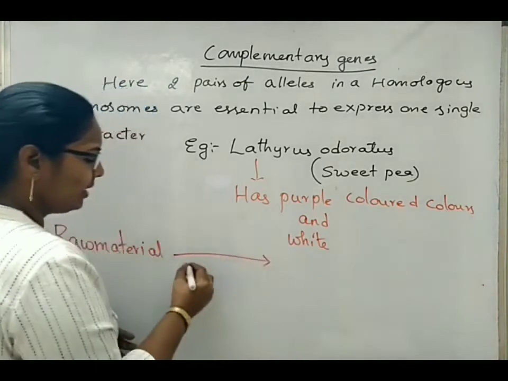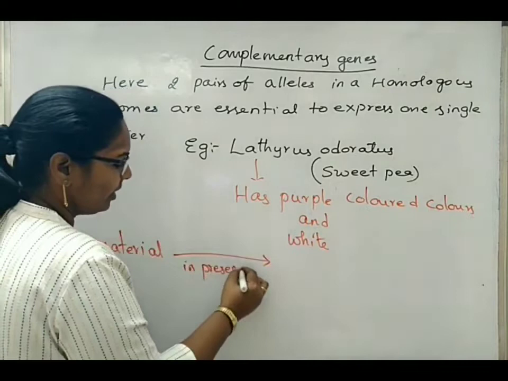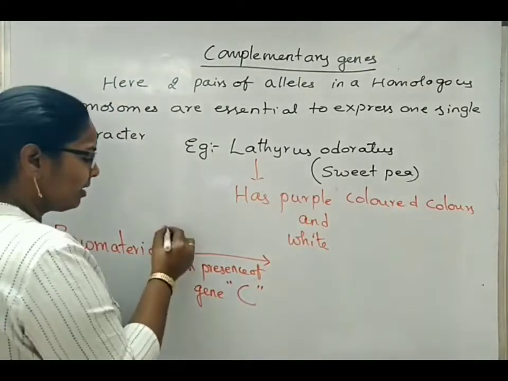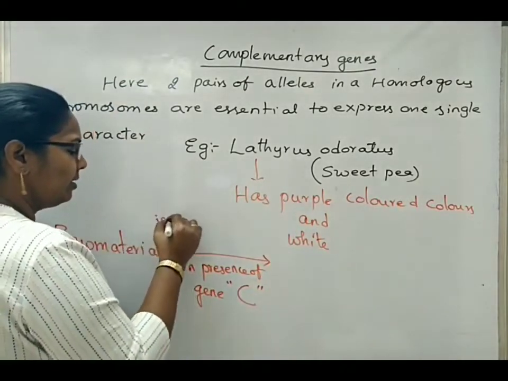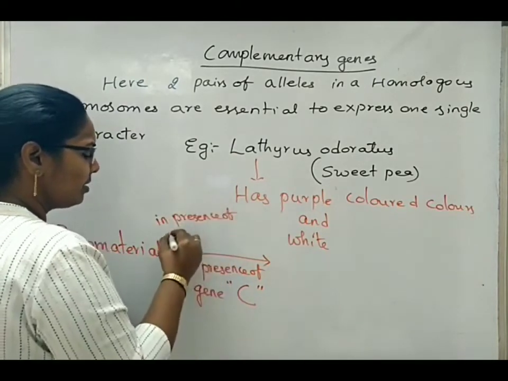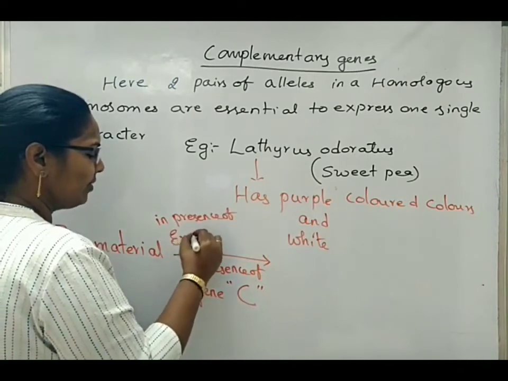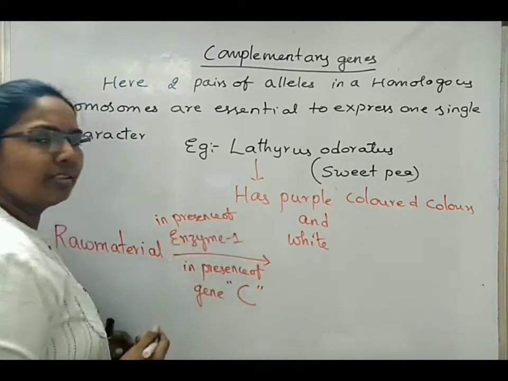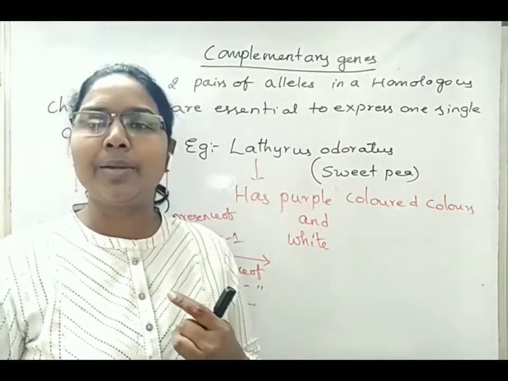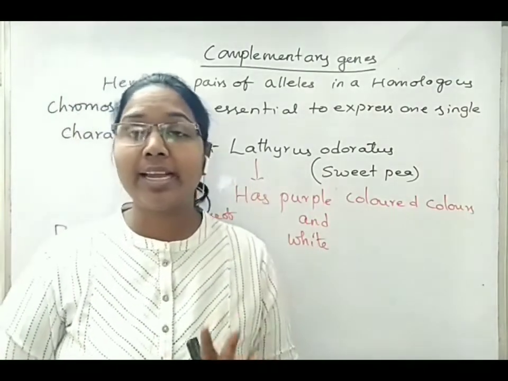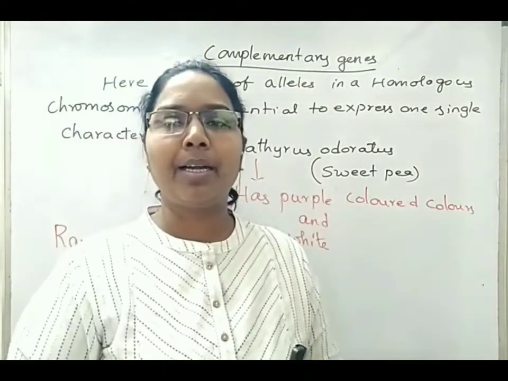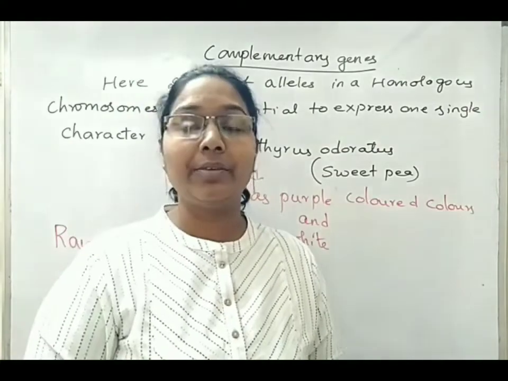That raw material, in presence of a gene, I am indicating the dominant form, and in presence of some types of enzymes, that is enzyme 1 we will write, because there are different types of raw materials. For example, in the case of chlorophyll pigment, we know that chlorophyll is made up of 4 pyrrole rings, which frame the head part, and in the presence of magnesium ion, they give out a green color.